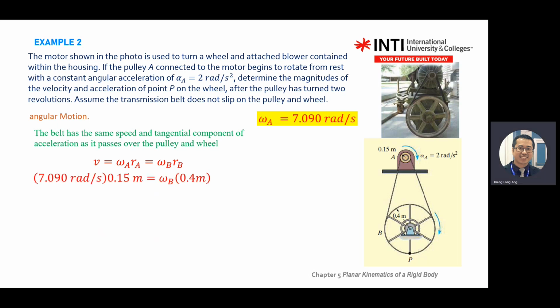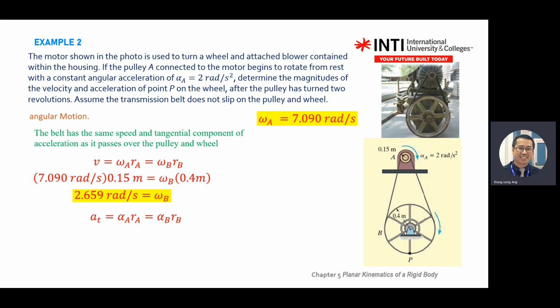So you substitute the values. Omega A, you found 7 something just now. r is given in the question in meters. When it comes to assessment, we always like to trick you with mm and so on, so change to SI unit, meter. Then for omega B, you need to find r B, which was given as 0.4 meter. So what is missing is your angular velocity for B. So you find your angular velocity for B. And same, your acceleration also the same.